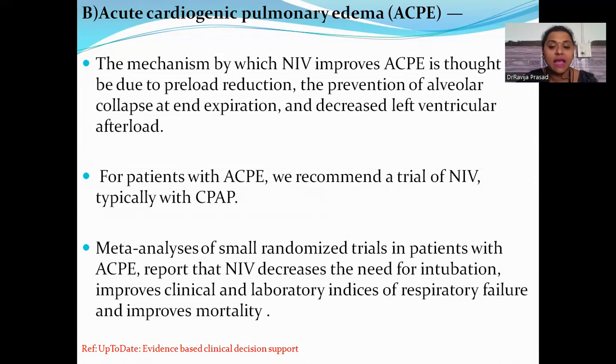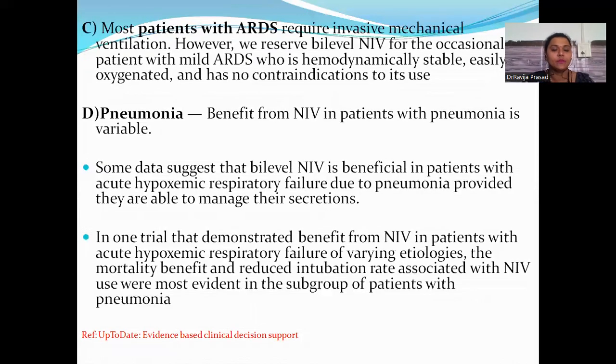Meta-analysis of small randomized trials in patients with ACPE report that NIV decreases the need for intubation, improves the clinical and laboratory indices of respiratory failure, and improves mortality. Most patients with ARDS require invasive mechanical ventilation.